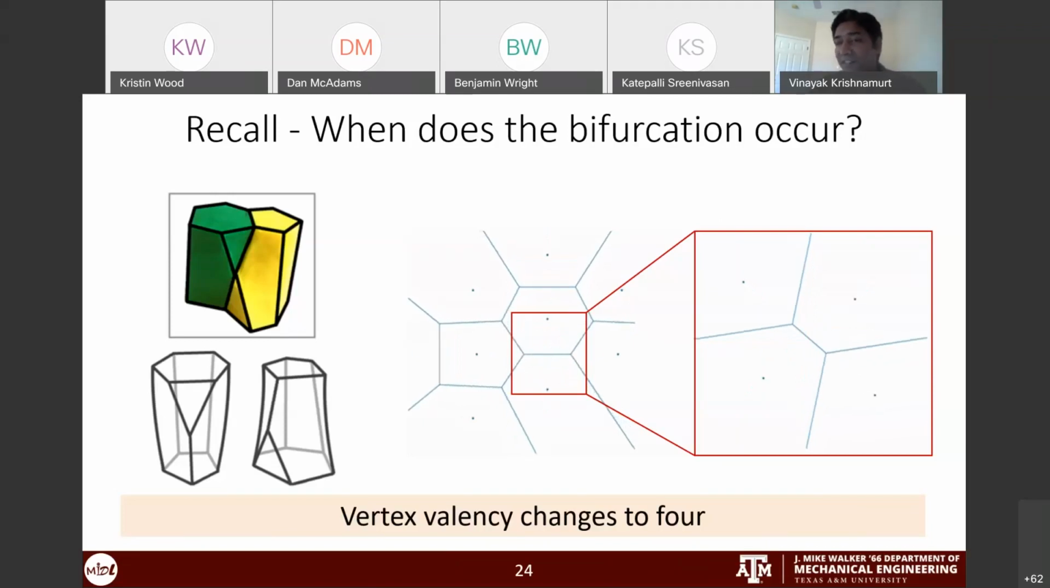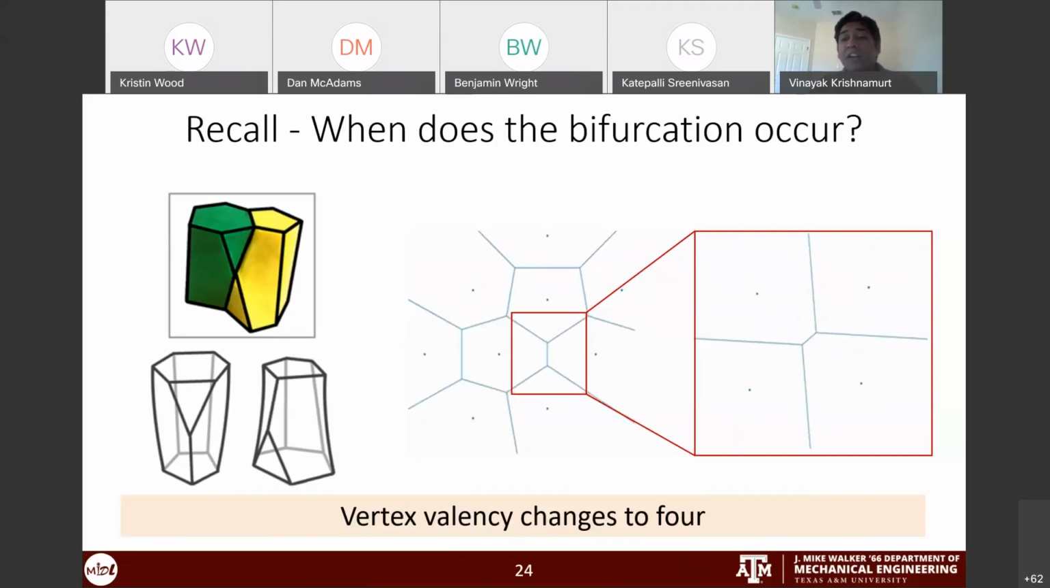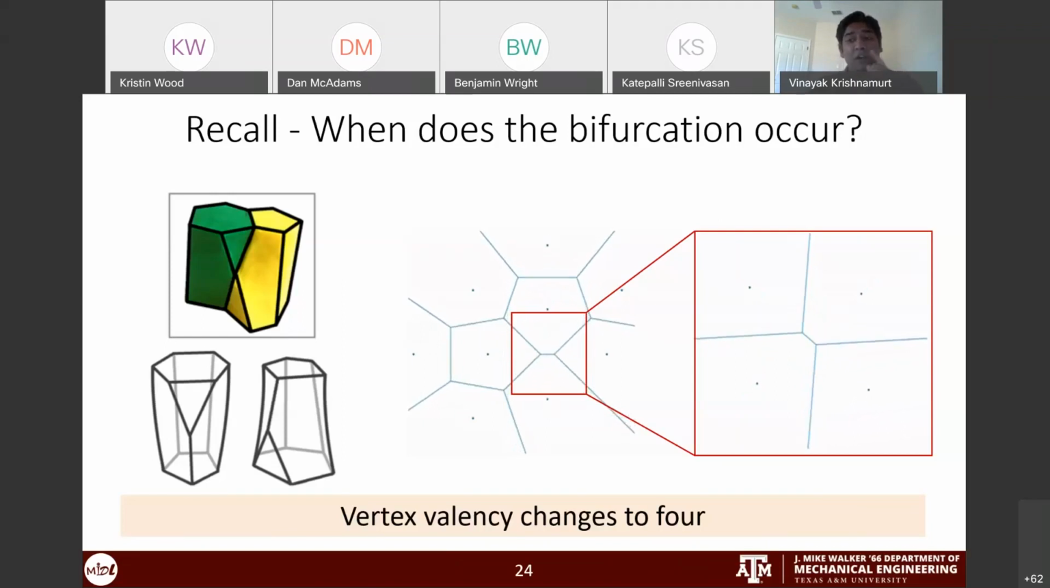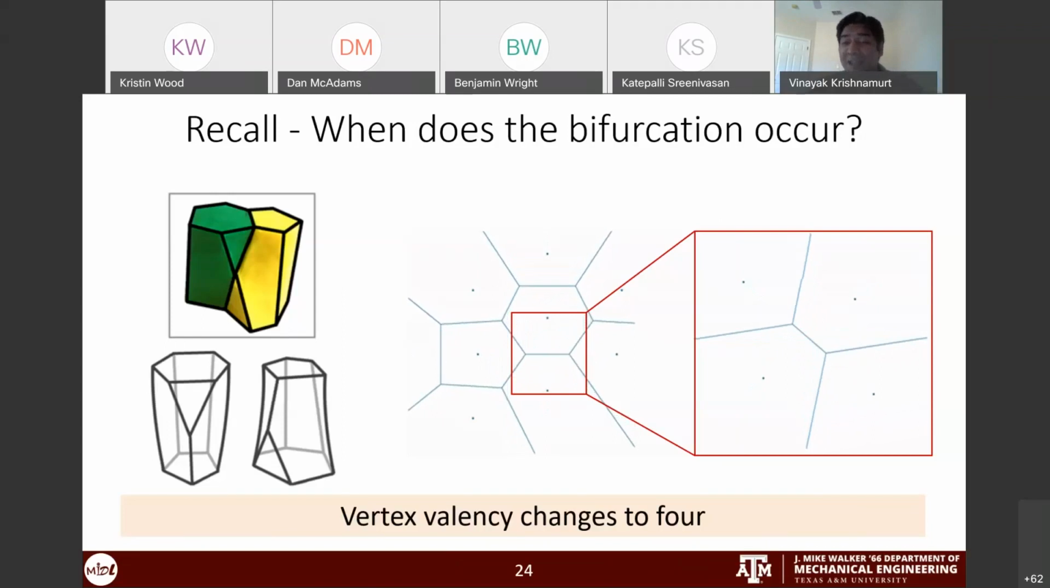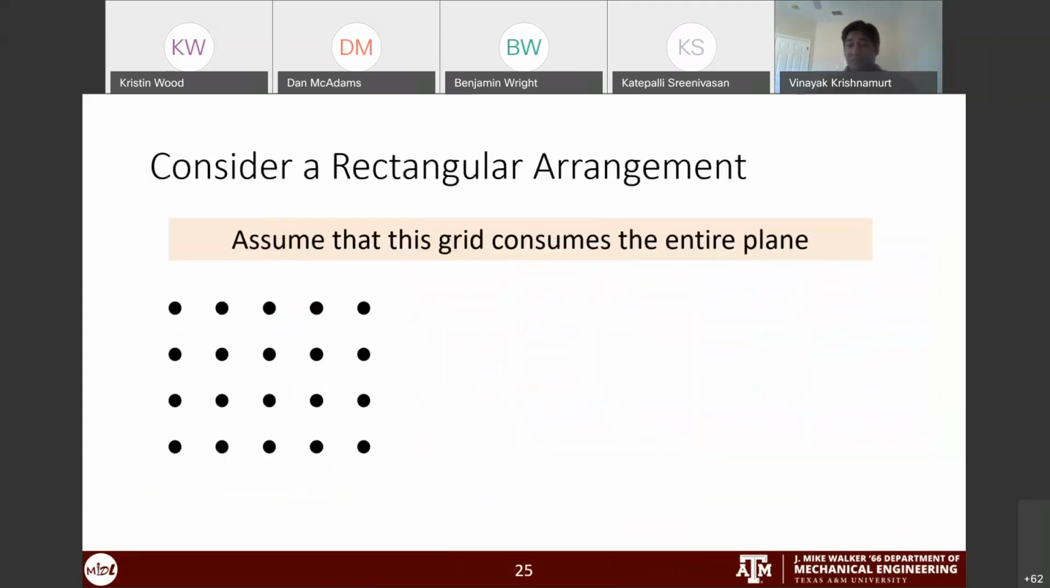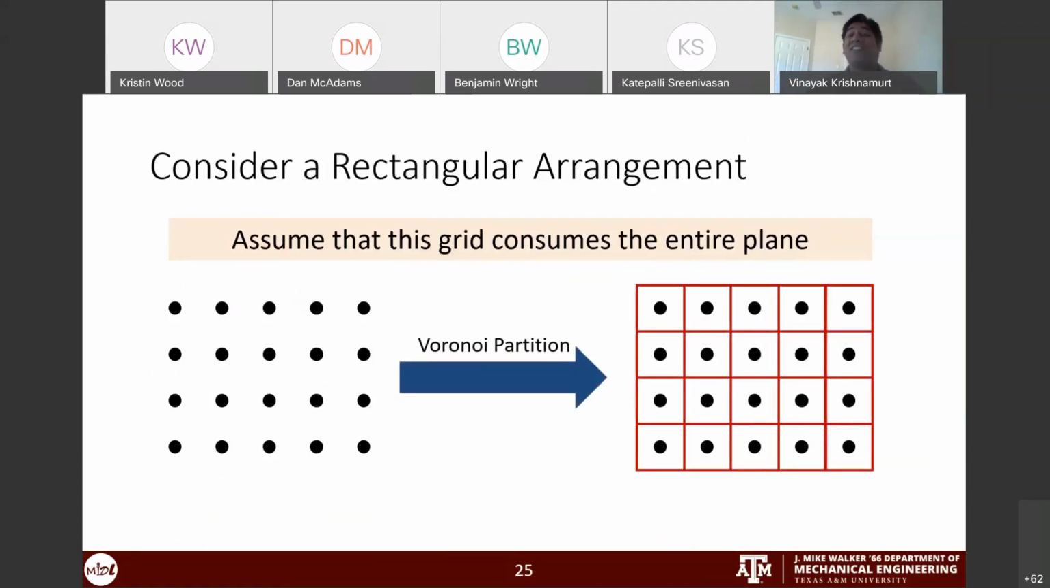Why are we interested in this? Because not only do we want to create repeatable shapes, we also want, remember I said, to will this bifurcation to happen, right? So I want to find out what is the rule for this bifurcation to happen. Okay, so if we assume a rectangular arrangement of points on a plane, an infinite plane and an infinite grid, right? You can appreciate that the Voronoi partition of this grid is going to be looking something like this.